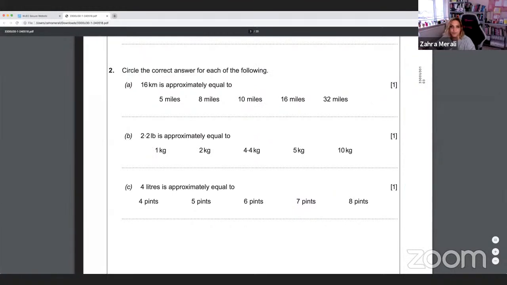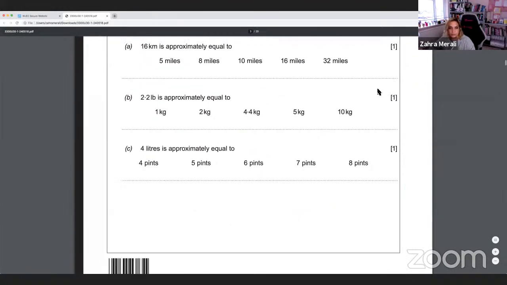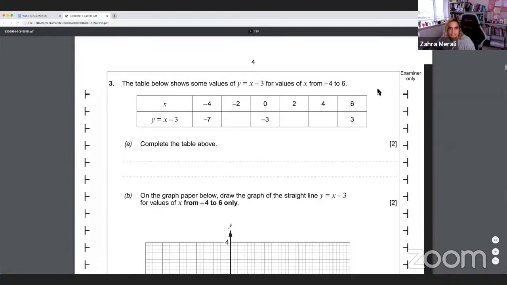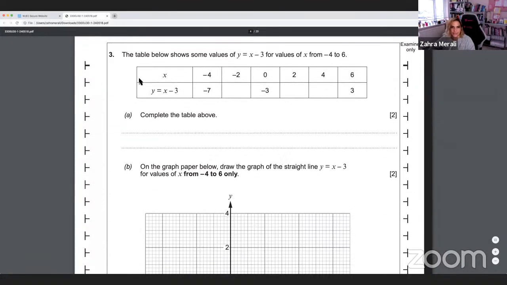Next question. You've got a table that shows some values. We're going to complete this table. Now, these are usually quite easy, but be really careful with negative numbers. Because if a mistake is going to be made, it's typically going to be made when you're dealing with those negative numbers.